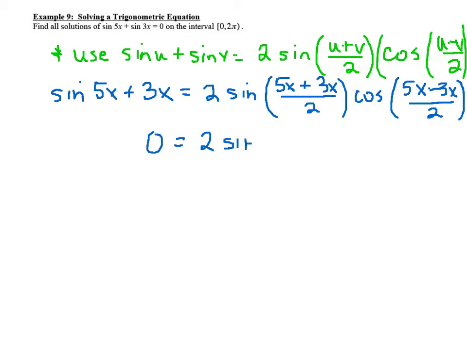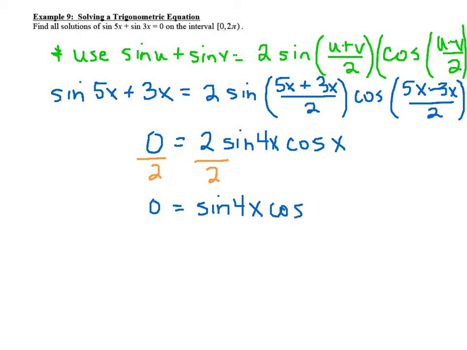So you have 2 times the sine of 4x, which here is a multiple angle, and then you have a cosine of 5x minus 3x, which is 2x, divided by 2 gives us an x. If we want to set each of these equal to 0, first we should probably divide both sides by 2 and get rid of that. Now with our zero product property, you get a sine of 4x times a cosine of x, and we can set each of these equal to 0 and find all of our solutions.